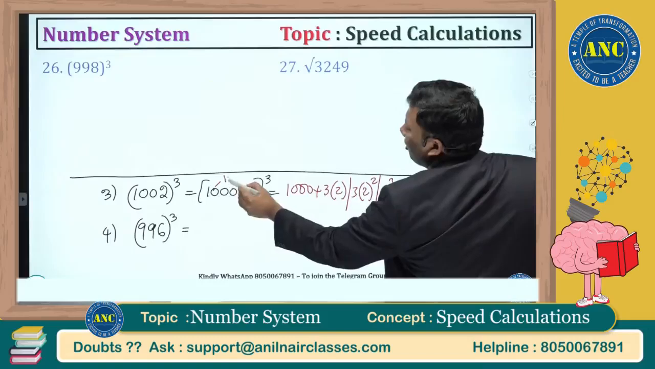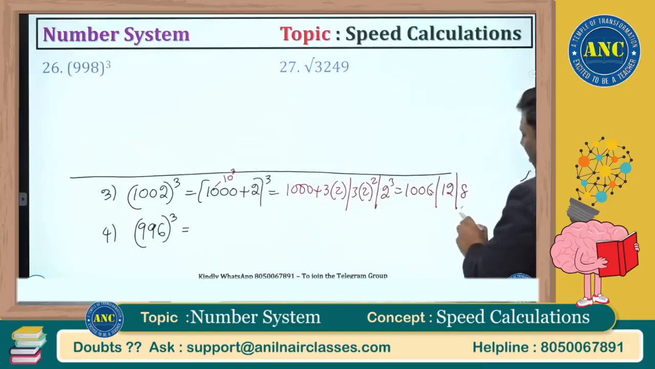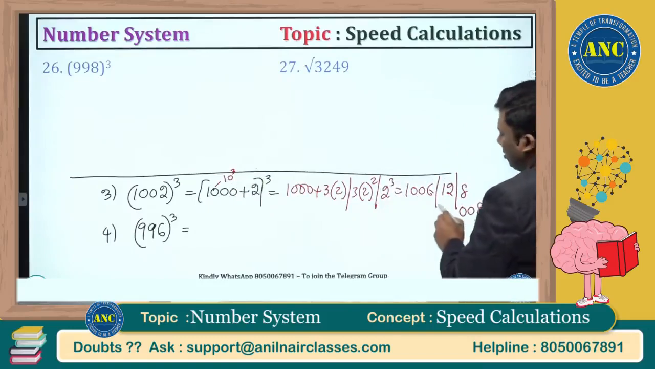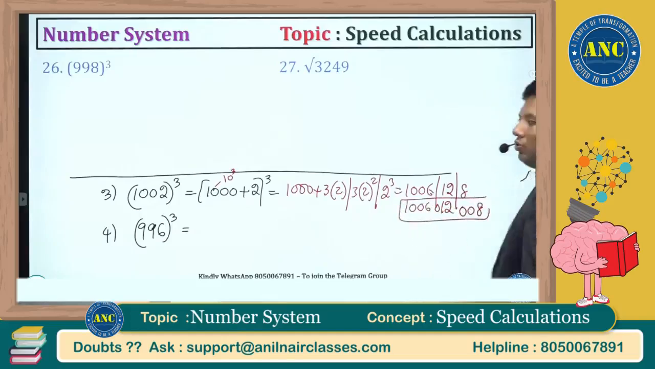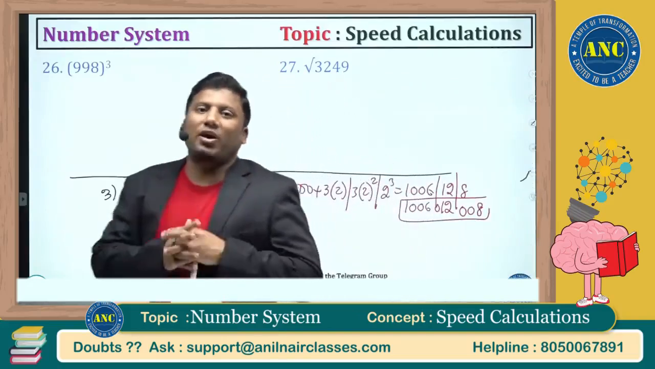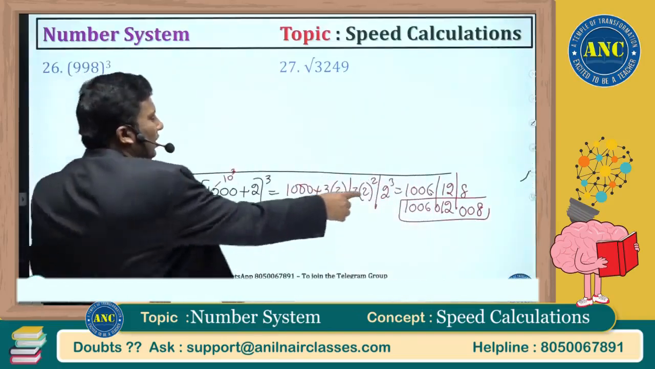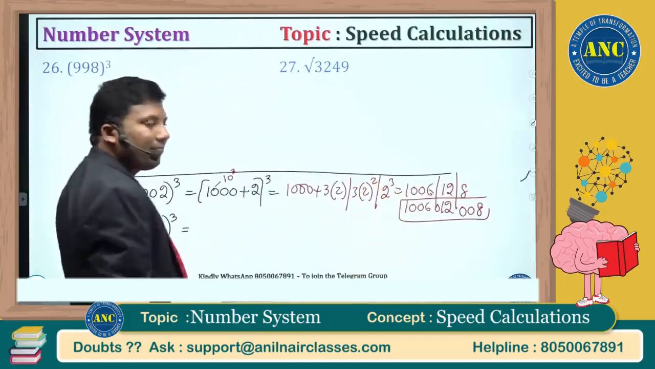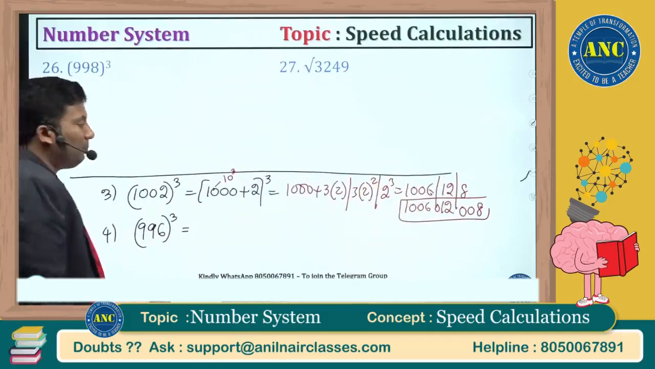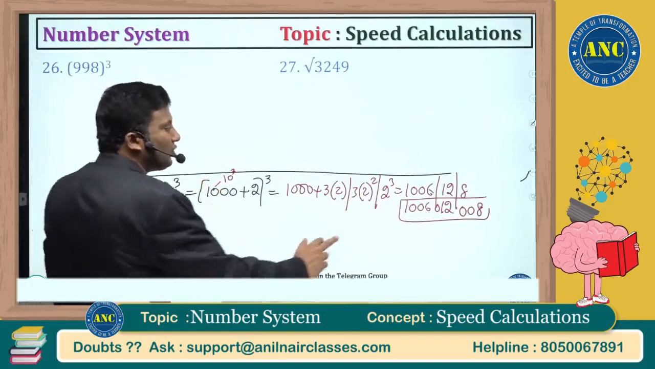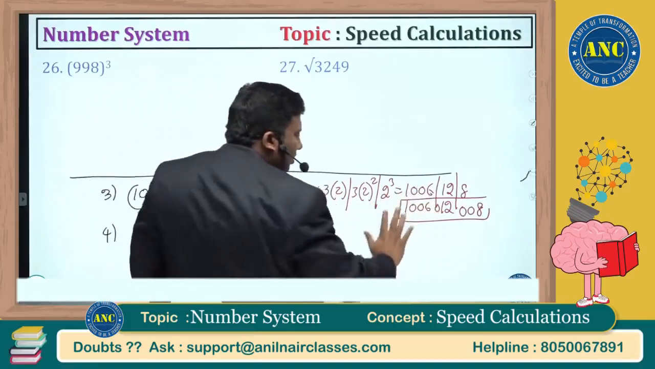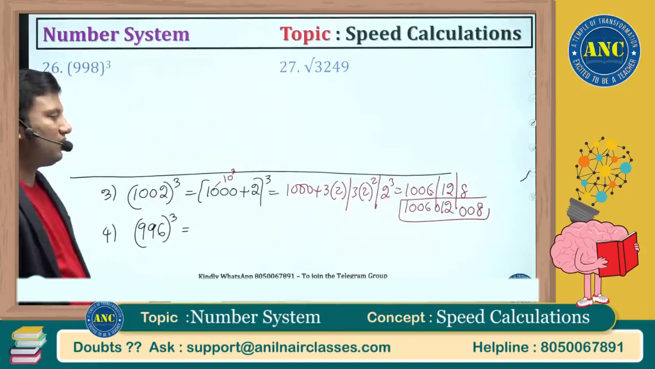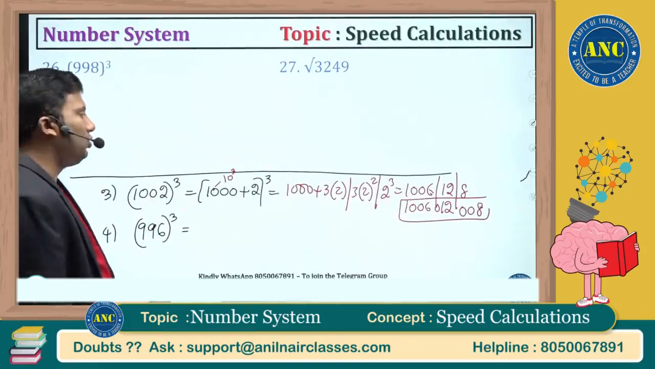1000 is 10 power 3, so in the last two places we need 3 digits. 8 in 3 digits is 008. 12 in 3 digits is 012. And the remaining is 1006. So the answer is 1006 012 008. There is a reason why I kept this question, just to explain these last two steps.